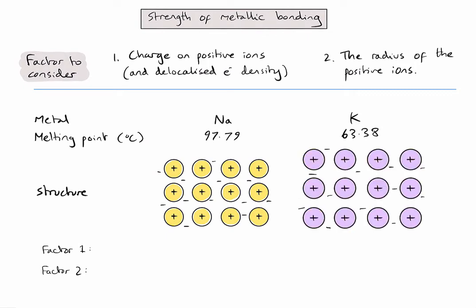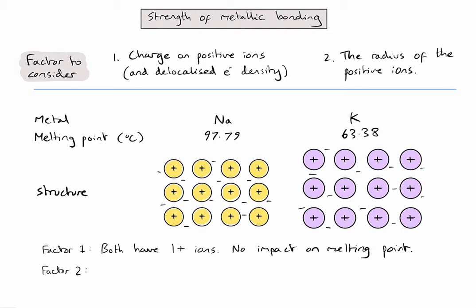Let's first consider factor 1. Well, because potassium is also in group 1, it has one valence electron, so when each atom loses that valence electron, we end up forming positive ions with a single positive charge. And this is exactly the same as sodium, so factor 1 here actually makes no difference to the melting point. So if factor 1 makes no difference to the melting point, let's have a consideration of factor 2.